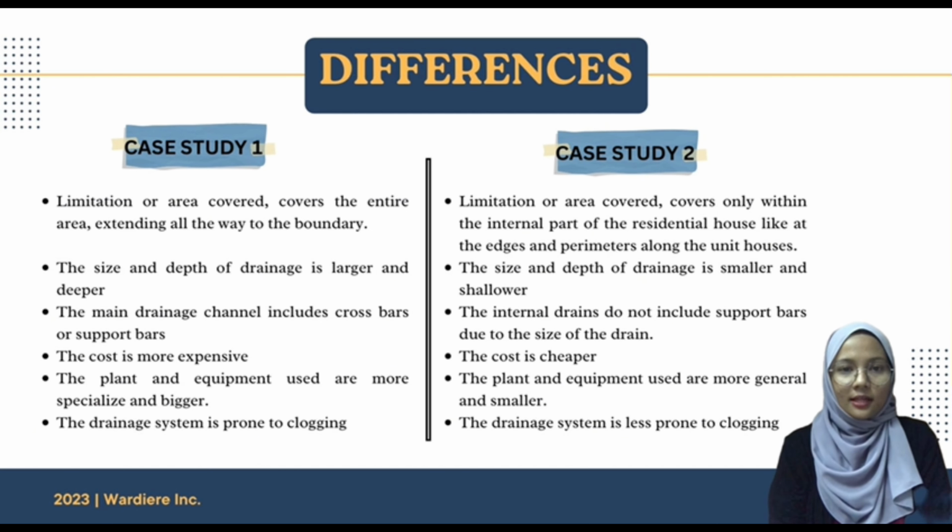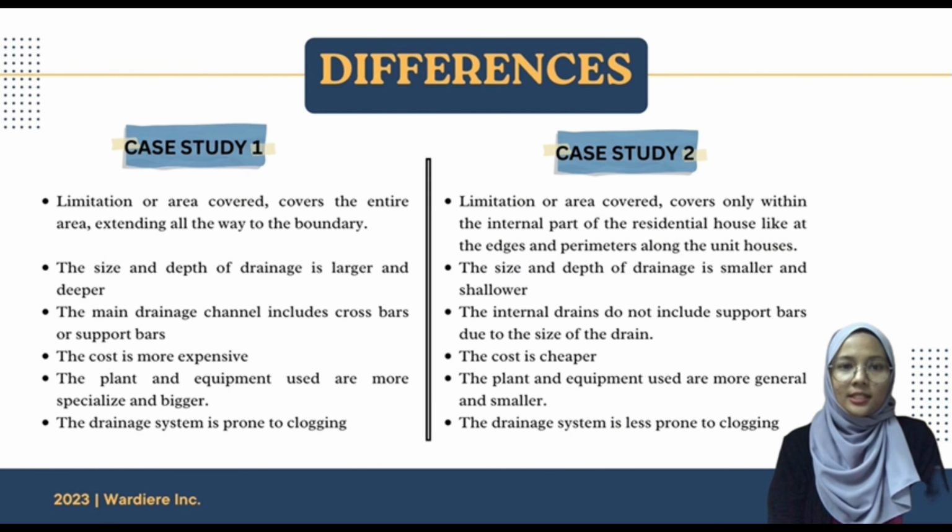Moreover, in case study 1, the main drainage channel includes crossbars or support bars that may serve structural purposes or support temporary coverings. In case study 2, the internal drains do not include support bars due to the size of the drain. Furthermore, the cost to construct the drainage system in case study 1 is more expensive than case study 2. And the plant and equipment used to construct the drainage system in case study 1 are also more specialized and bigger than case study 2, which requires more general and smaller plant and equipment.